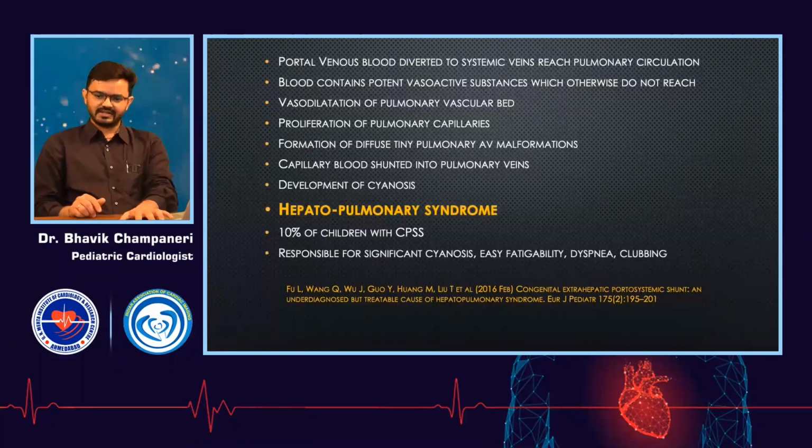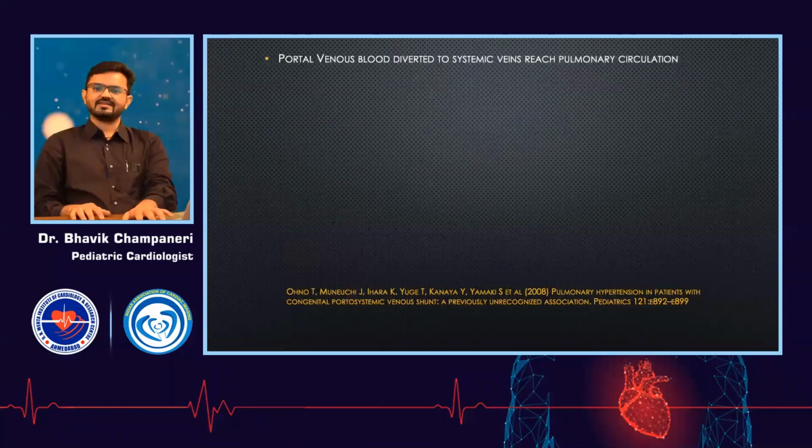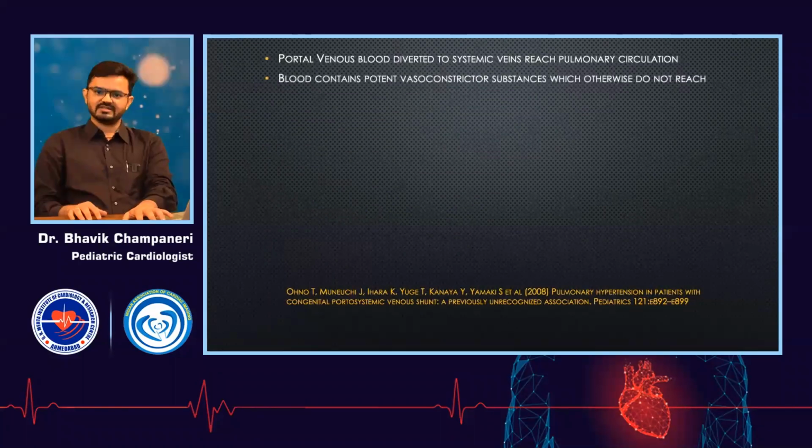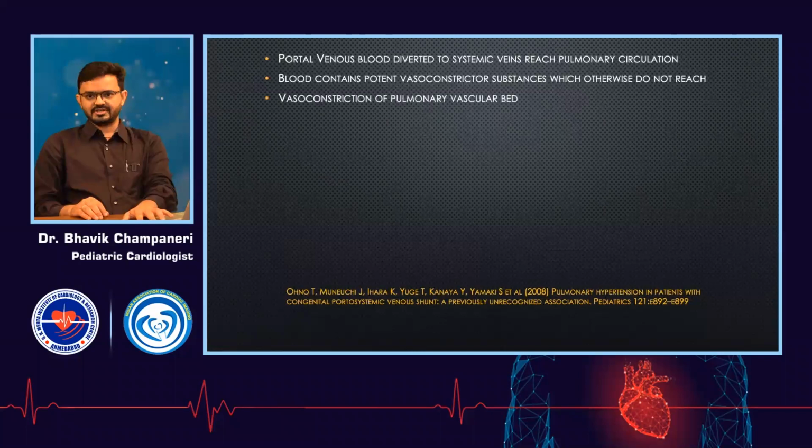Coming to next symptoms or presentation, portal venous blood being diverted to systemic vein reaches the pulmonary circulation, but this time this portal venous blood is rich in vasoconstrictor substances, which after entering into pulmonary circulation will cause pulmonary vasoconstriction and eventually lead to portal hypertension, and this is called portopulmonary hypertension.